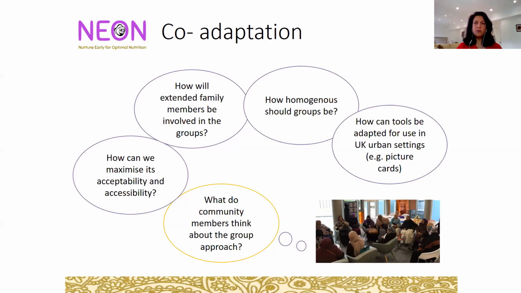We were using picture cards, and on the picture cards we had drawings. Well, how do you make those drawings relevant to everybody in the community who you're going to show them to, and how they can feel comfortable with the pictures you're showing? And what do communities think about a group approach? Would they talk in a group, or would they not talk if you brought everybody together? And how can we maximize acceptability and accessibility? So those are just a few. I mean, we had loads and loads of things people said.